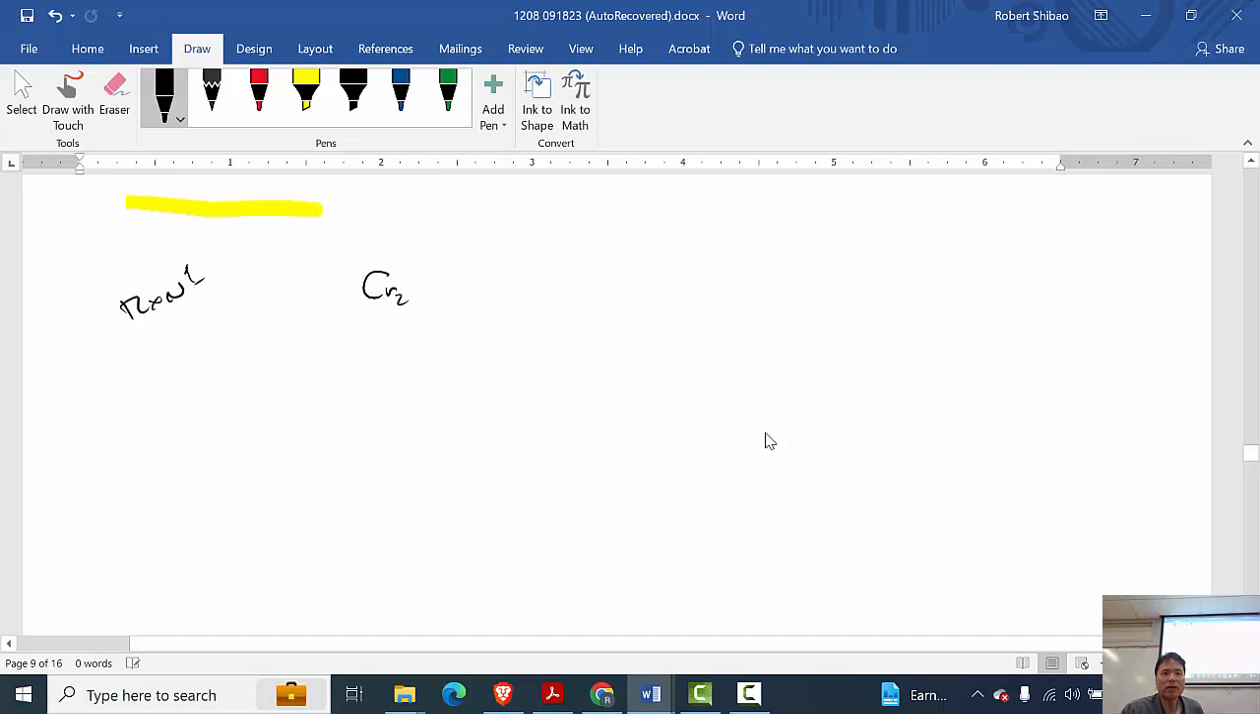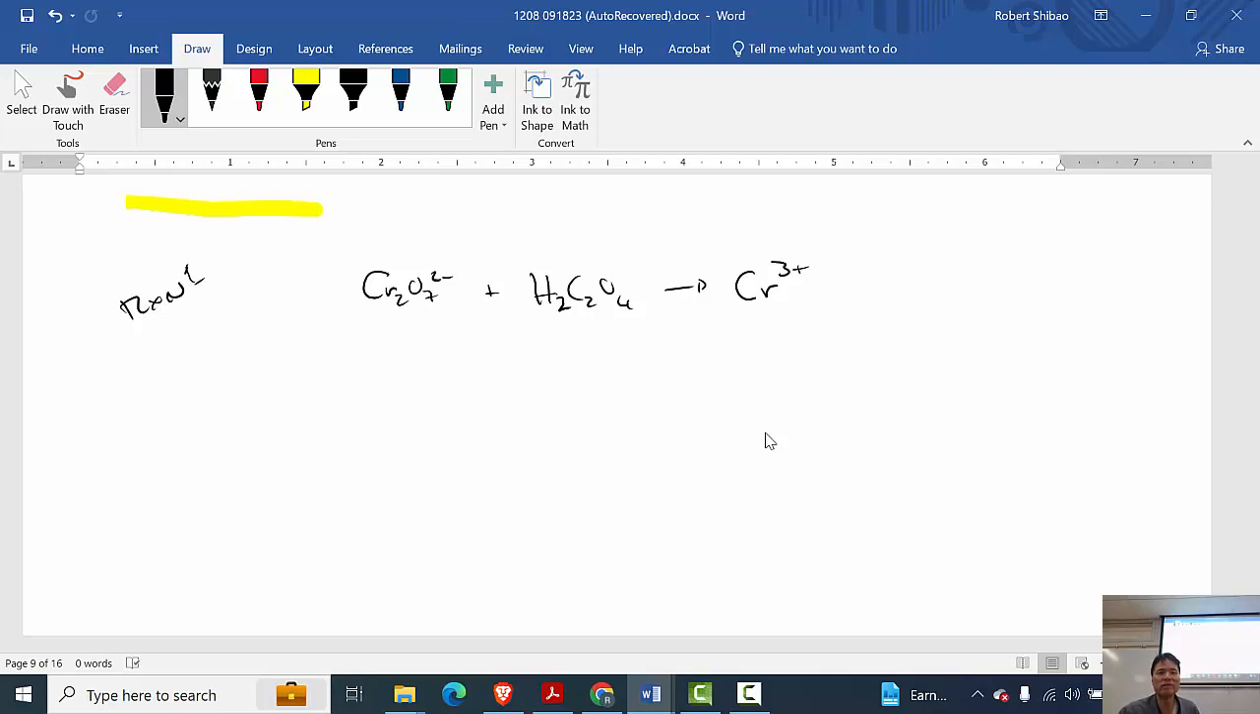Reaction 1, we're taking the dichromate and reacting that with oxalic acid. In what forms? Well, the dichromate gets reduced to chromium 3. So we went from chromium 6, or hexavalent chromium, to trivalent chromium, chromium 3. And then what happened to the oxalic acid? The oxalic acid got oxidized.